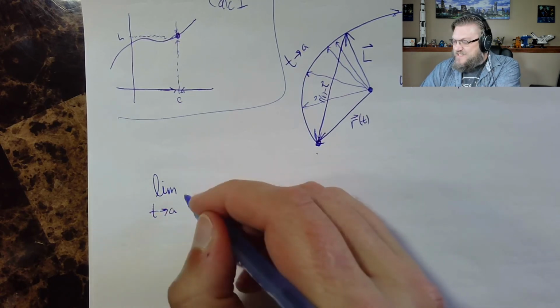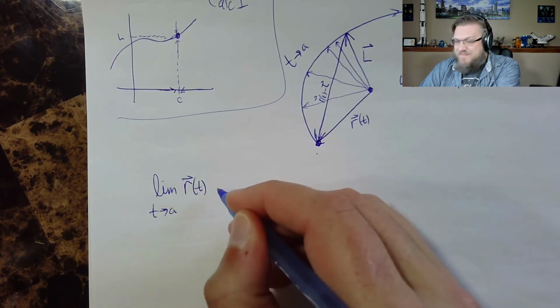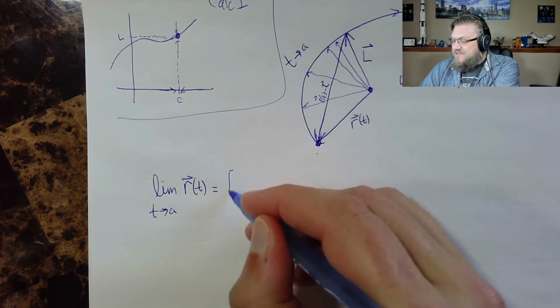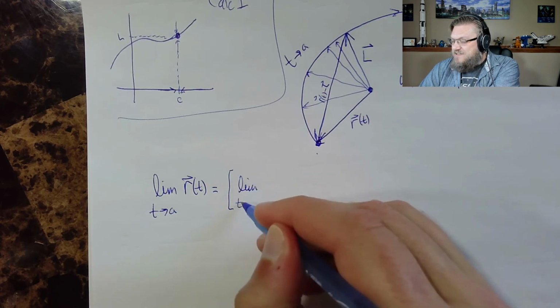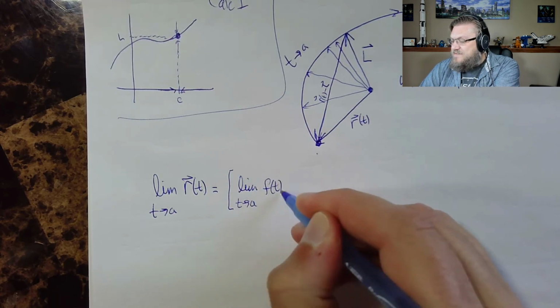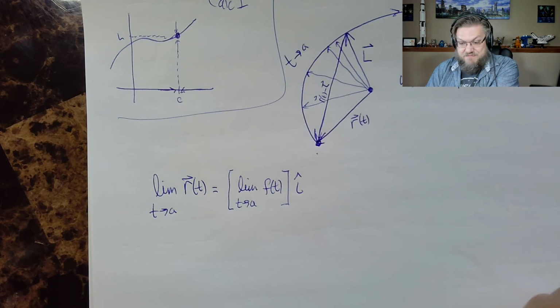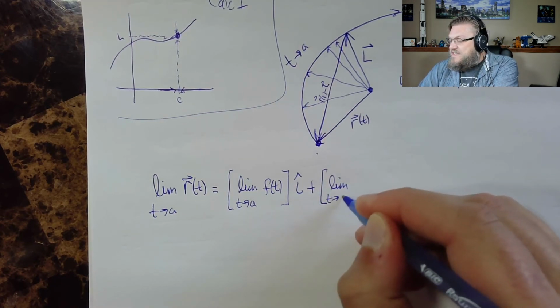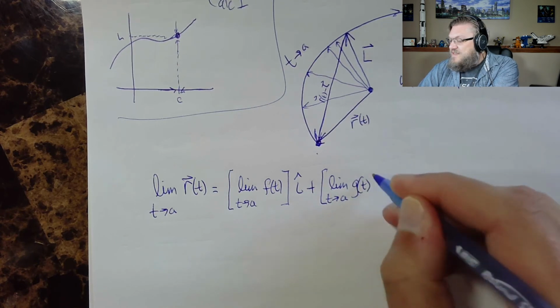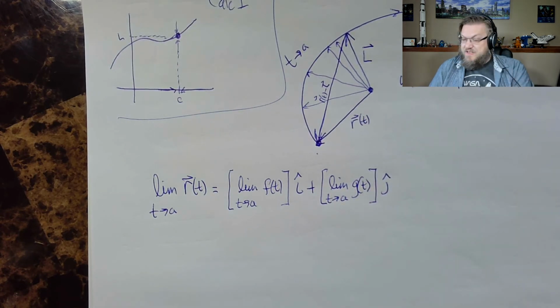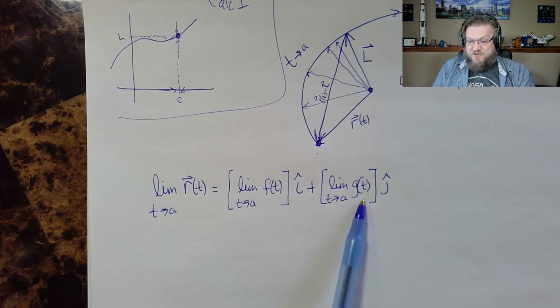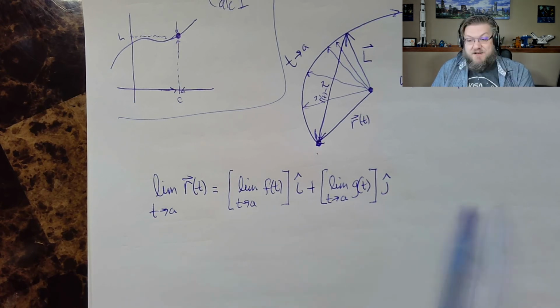So the limit as t goes to a of a vector valued function is the limit of the components. The first component, you take the limit as t goes to a of the component function f of t, and that's your i component. Then you take the limit as t goes to a of the other component, and that's your j component. So how do you take the limit of a vector? You just take the limit of each of its components. That's it. You do it component-wise. For space, you'll have 3 components.